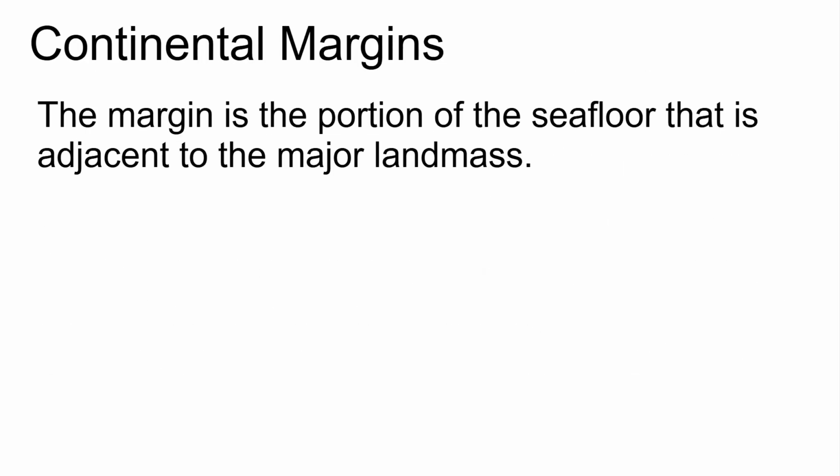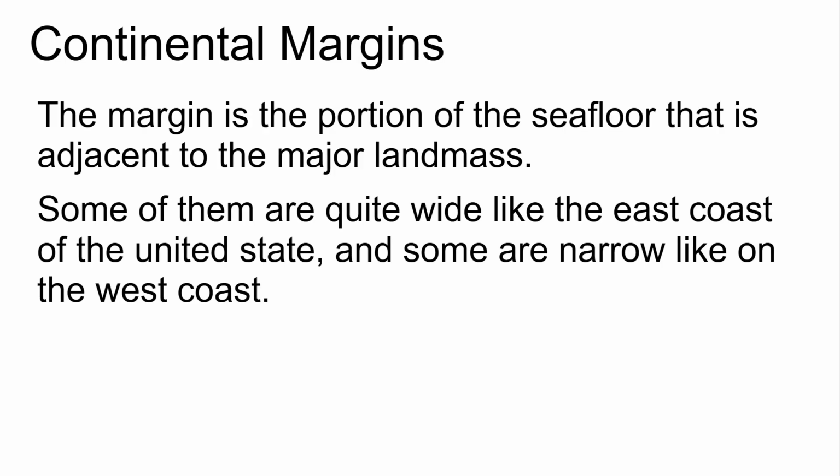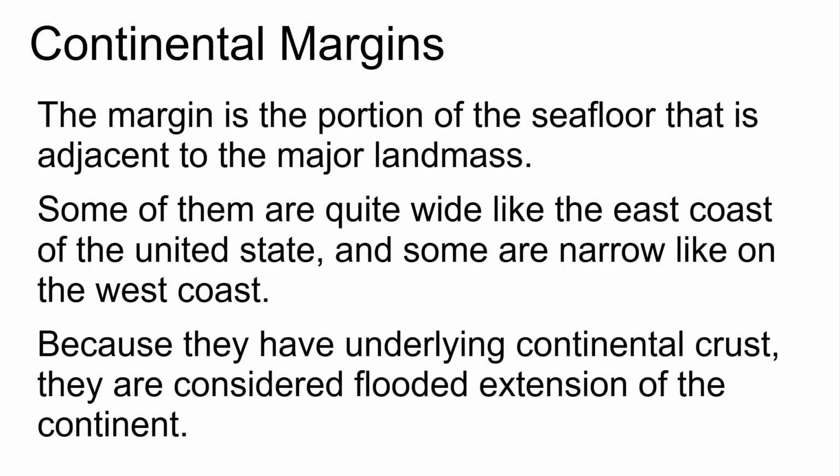So the margins. The margin is the portion of the seafloor that is adjacent to the major landmass. If you look at the east coast of the United States, it's pretty shallow for a long way out before it drops off, and that's part of this continental margin. Some of them are quite wide, like I just said. Some of them are narrow. On the west coast, the margin is very narrow, and that's because they have underlying continental crust. They're considered kind of flooded extensions of the continent. So the margins are continental, and it's just a little bit lower, and the ocean just kind of covers it up. And that's why it looks like that.